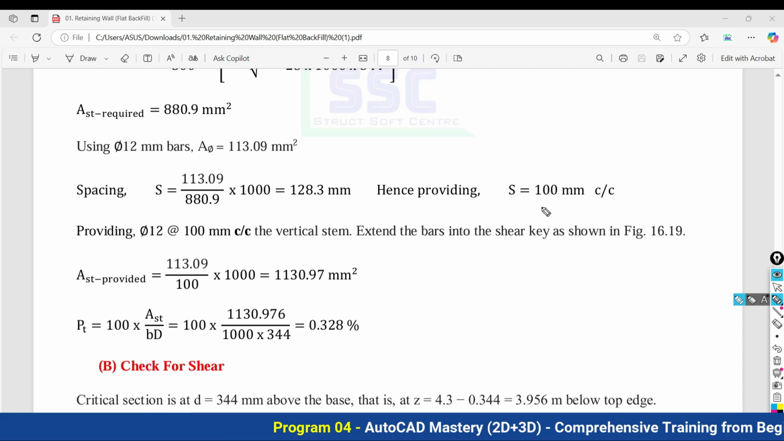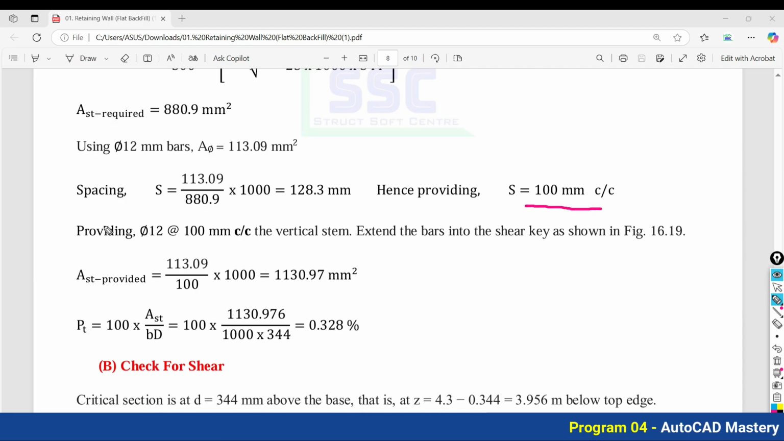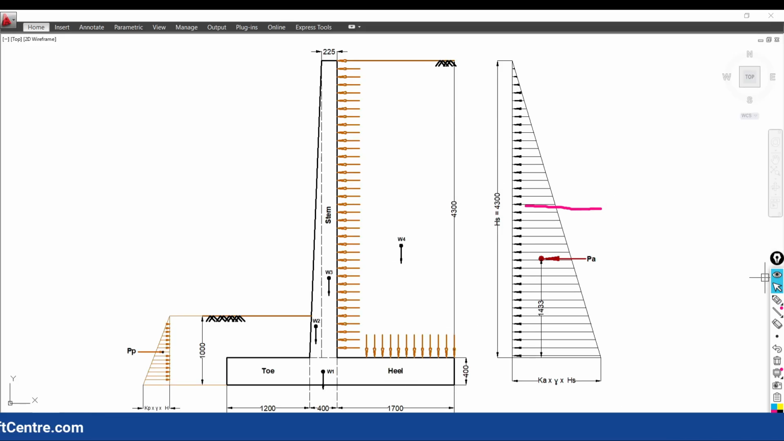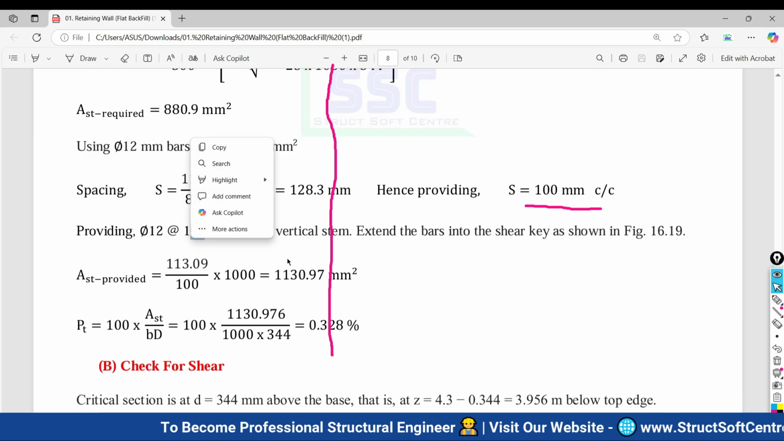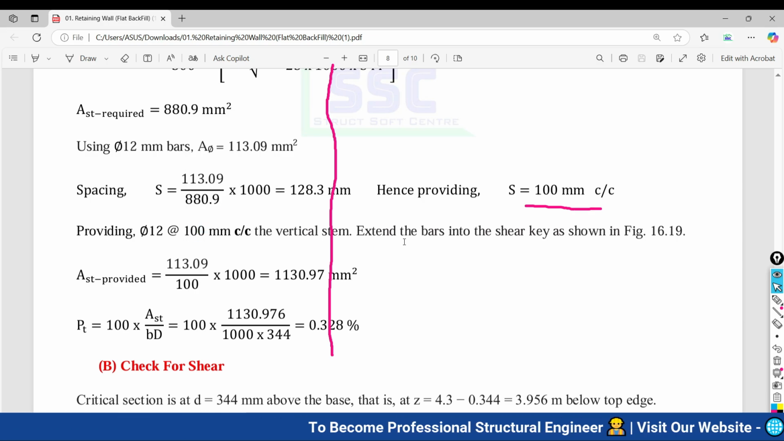Hence we are going to provide spacing as 100 mm center to center. So finally provide the flexural reinforcement in the vertical stem. If you see the vertical stem, the reinforcement to be provided along the height is 12 mm diameter bar at a spacing of 100 mm center to center, and these bars into shear keys as shown in the figure. That is not applicable here.